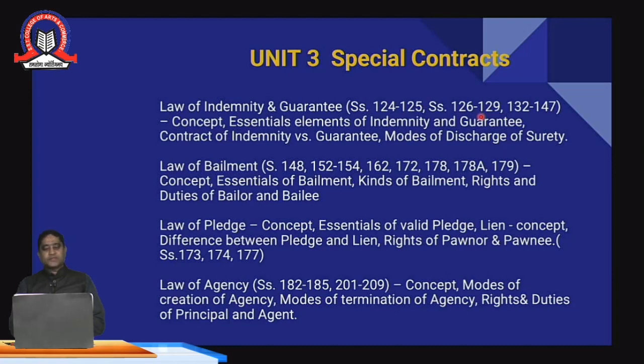The concept, the essentials and some elements of indemnity, and the law of guarantee: when a person enters into a contract with the bank, the bank asks for a surety, and that is called the law of guarantee. The principal creditor, the debtor, the surety or the third party, that is the guarantor, and the rules regarding them will be explained under the law of guarantee. Coming to the main part, that is called the law of bailment under section 148.